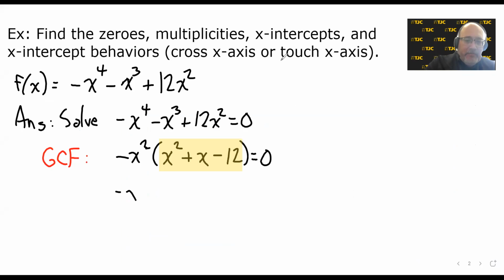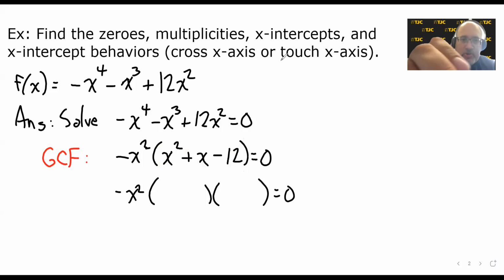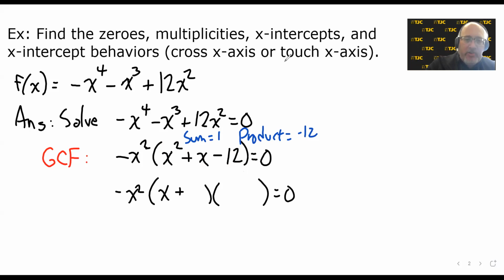If we did that, we would get two parentheses, and we would need two numbers whose sum is +1, whose sum is 1, and whose product is -12. The two numbers that multiply and add that way are +4 and -3. And at this point, the polynomial is completely factored. And now that it's completely factored, we simply have to set each factor equal to 0 and solve.